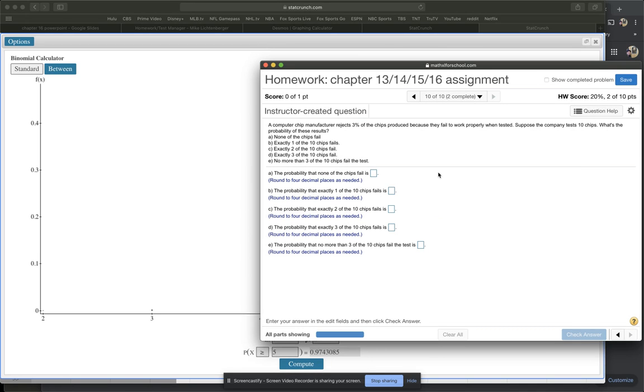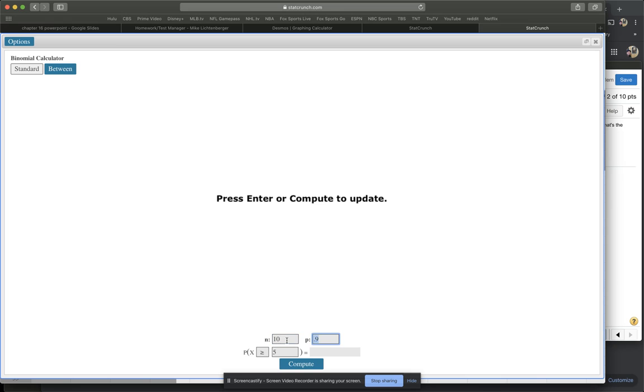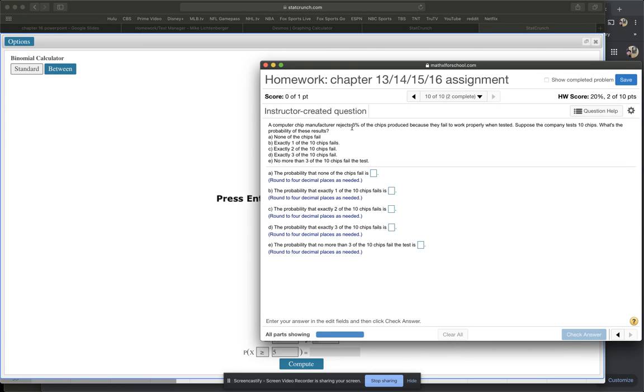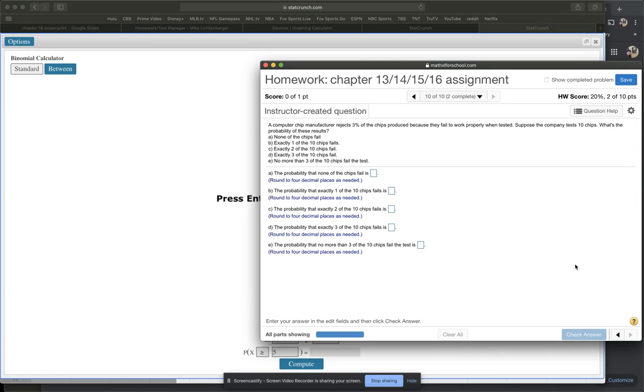Number 10, we're doing the exact same thing. A chip manufacturer rejects 3% of the chips produced because they fail to work properly. When tested, suppose the company tests 10 chips. So this is the same concept, except instead of taking 10 shot attempts, they're testing 10 chips. So my n value is now 10, and my p-value is going to be 3%, which is 0.03.